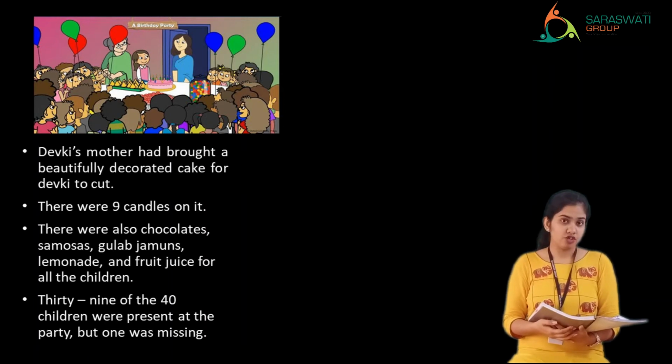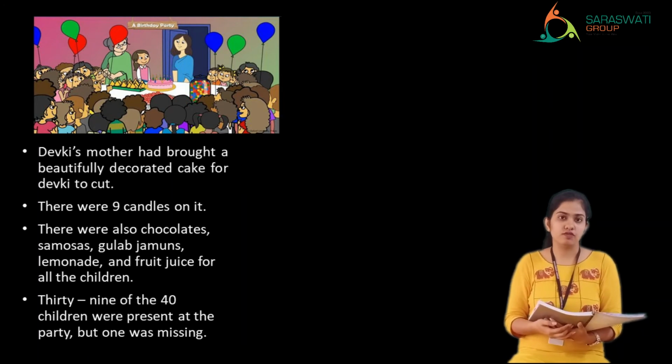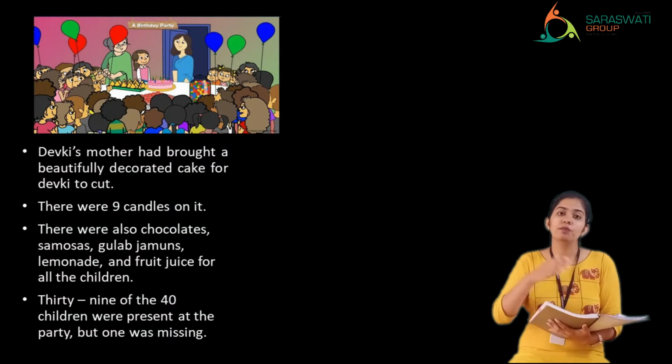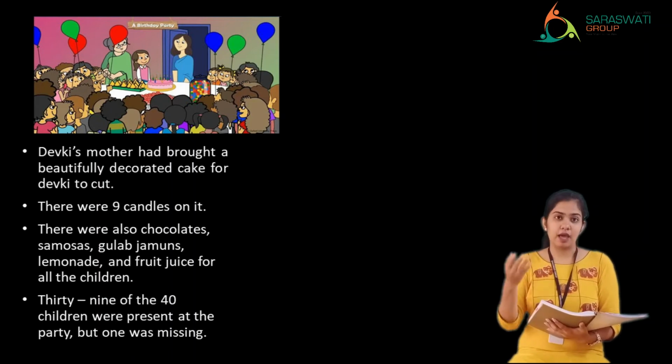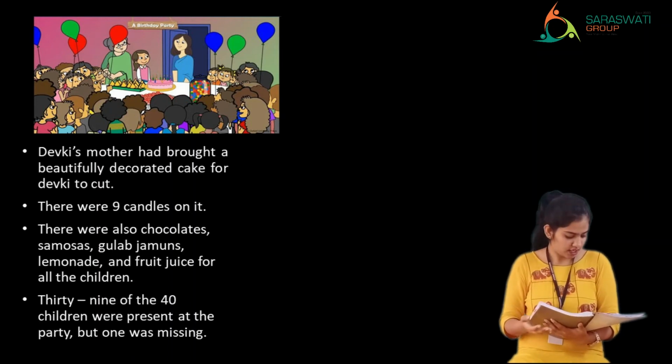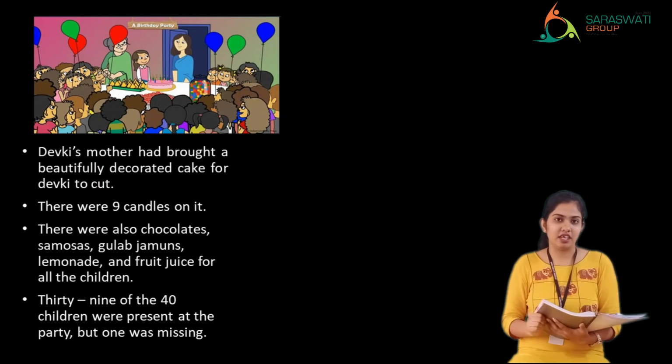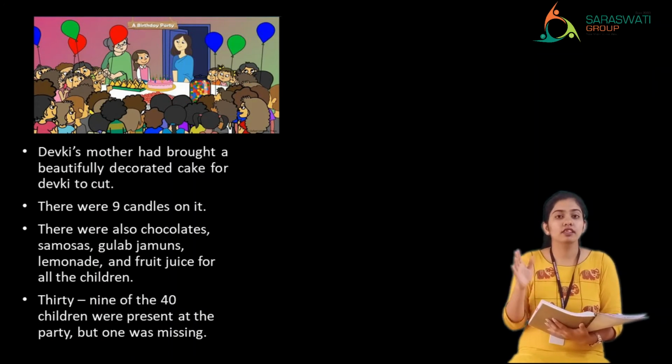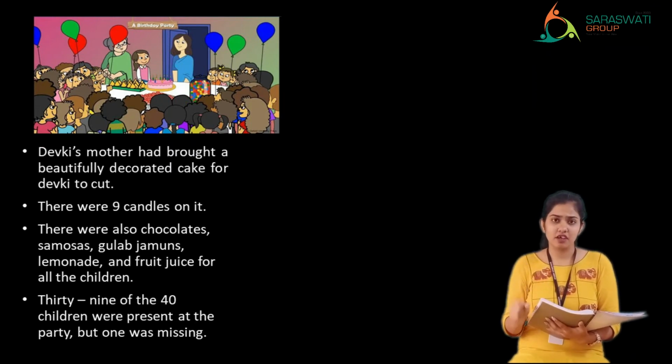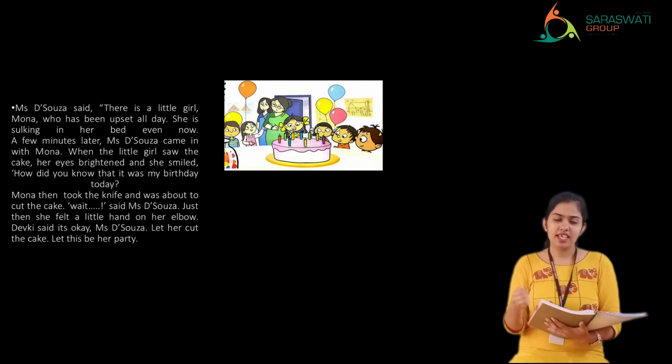There were also chocolates, samosas, gulab jamuns, lemonade and fruit juices for all the children. Apart from the cake, there were many items, as I said: samosas, gulab jamuns, chocolates, lemonade and fruit juices for all the children. But when they were going to start the celebration, there were 40 children, I say. But over here, there were only 39 children present at the party. So, one is missing, right? So, what is happening? Let's see.